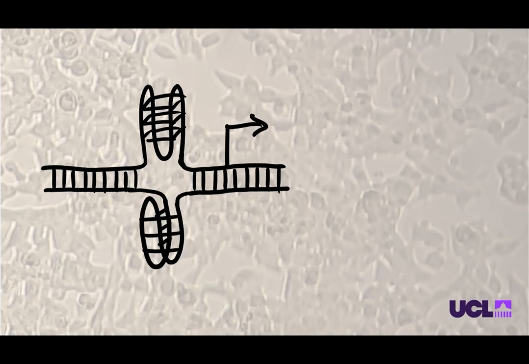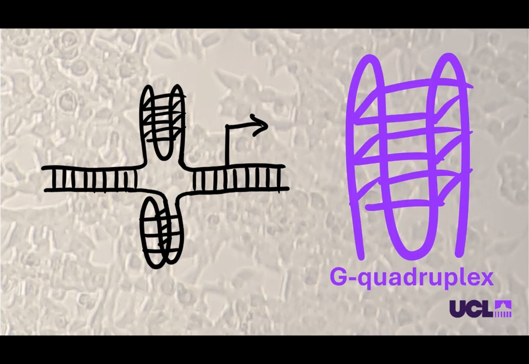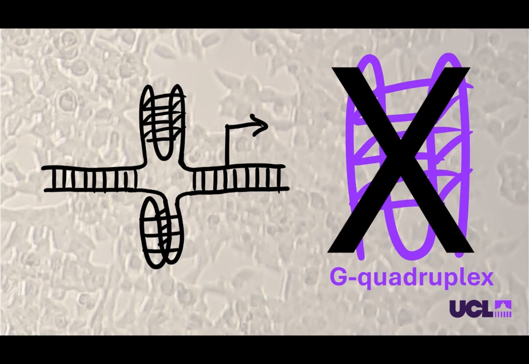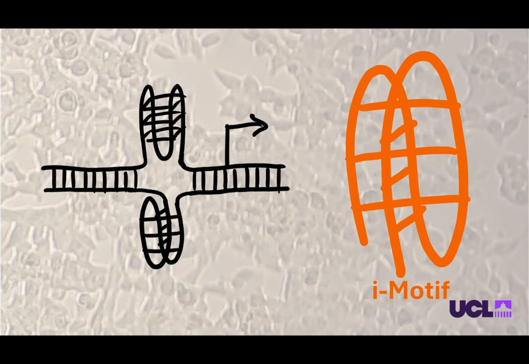We then looked at the strength of each of these structures. This means how much effort we need to unfold them, and then looked at how that related to and correlated with how much of the gene they made. When we used stronger G-quadruplexes, this did not change how much gene expression we saw. However, stronger i-Motifs gave much more gene expression.